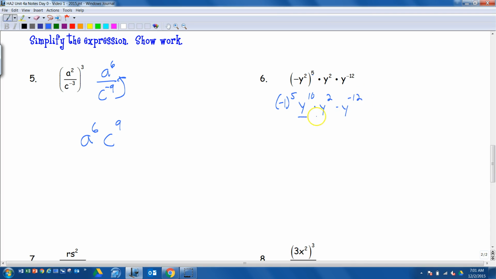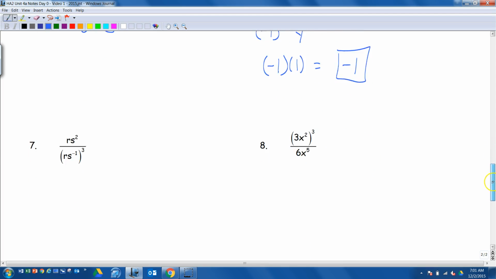Now if I just look at these three things, they're all the same base, so I can add all the exponents together. And if I add all the exponents together, I get negative 1 to the 5th, which is just negative 1. I don't know why I keep writing to the 5th. And then y to the, if you add these together, you get 0. Anything to the 0 power is 1. So that means that we get negative 1 times 1, which is just negative 1 is our final answer. No variables in that one.